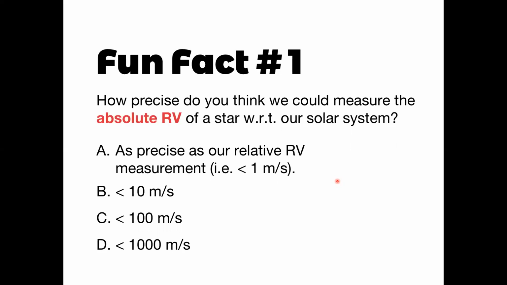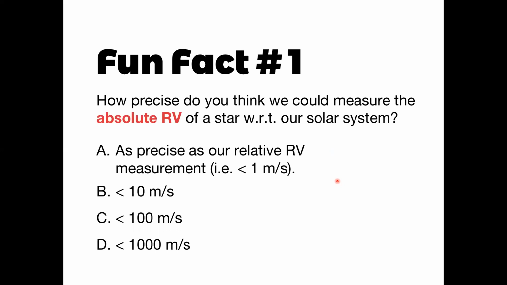So we talked about measuring the velocities with respect to some reference spectrum. So if you put the wavelengths of your reference spectrum to be at the barycentric rest frame, then we would be measuring the absolute radial velocity of the star for each epoch with respect to the solar system, right? How precise do you think we could measure this absolute radial velocity of a star? I have 4 answers. Maybe we can measure it as precisely as our relative radial velocity measurement. After all, the uncertainty reported from our radial velocity code can reach below a meter per second for any single epoch. Or maybe it's not that good, it's only a little below 10 meters per second, or barely below 100 meters per second, or 1,000 meters per second. What do you think?